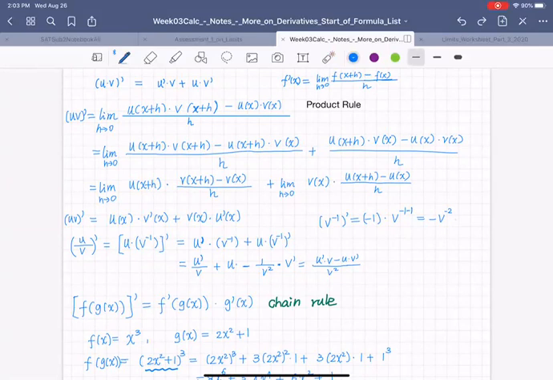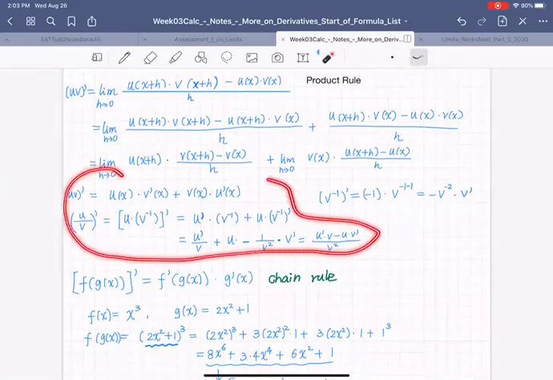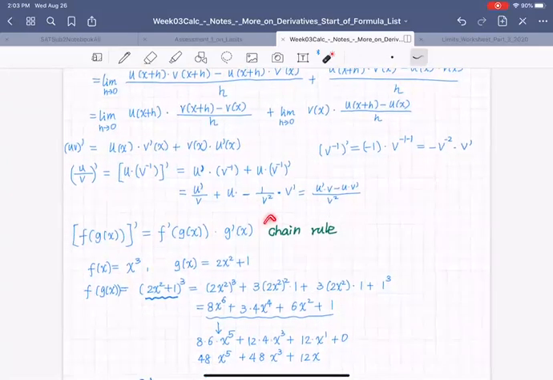Then there's another thing, something new about the chain rule. So let's hold on this final answer for a while. Let me introduce a new rule called the chain rule. The chain rule is the most important part of the derivative chapter.